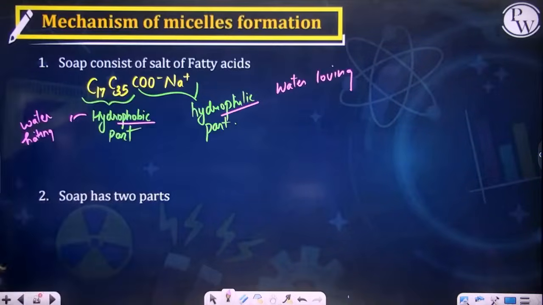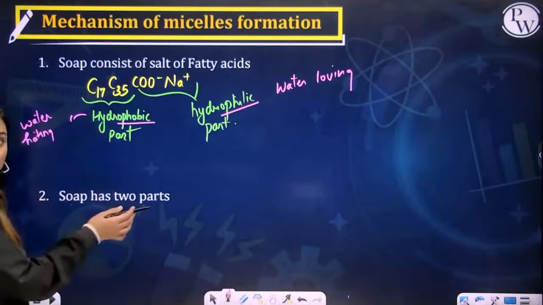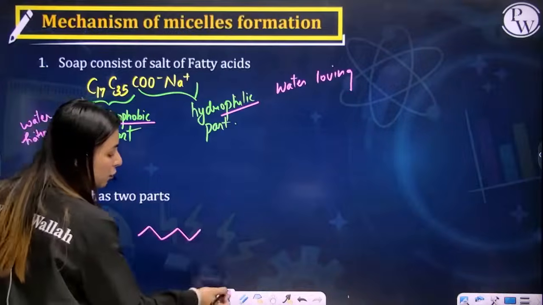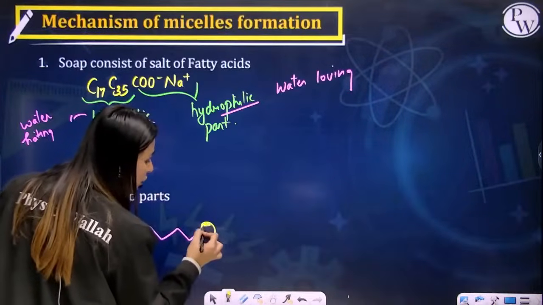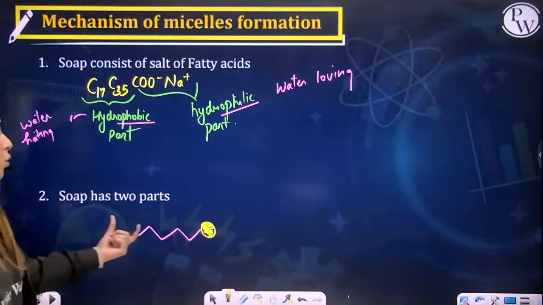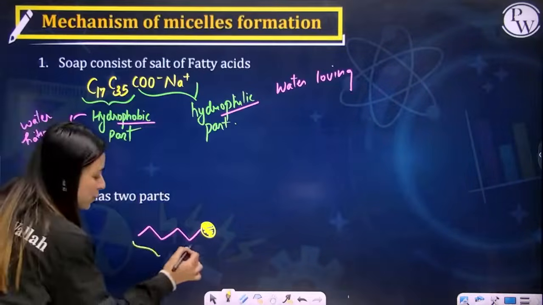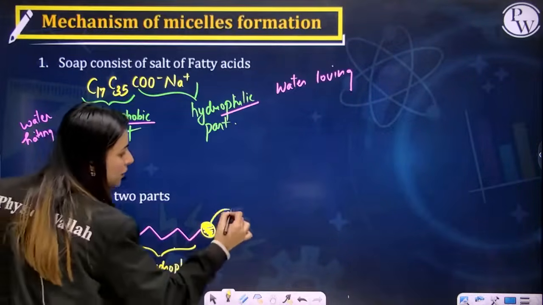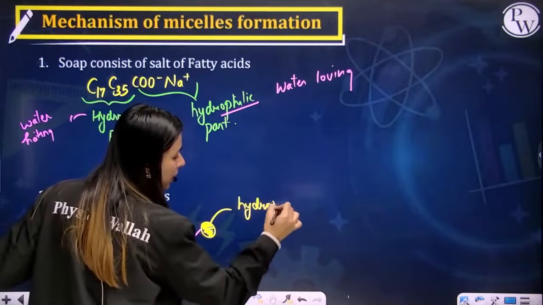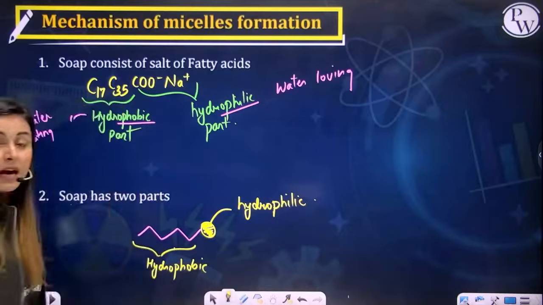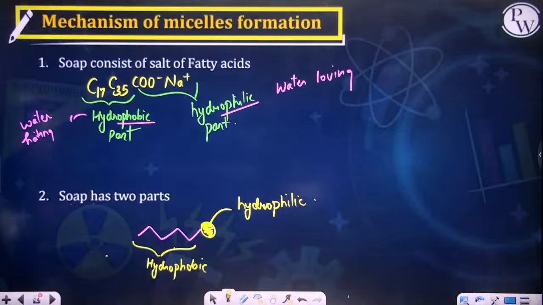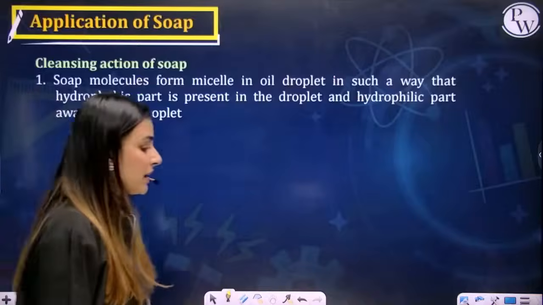So I have written that soap has two different parts. Let me draw it like this, which you will understand a little bit more. Let's say this is the hydrophobic part, and this is the hydrophilic part. So this is how a soap can be represented. This would be your hydrophobic, and this will be your hydrophilic. I hope you've got the idea about the soap. Yes? Perfect.